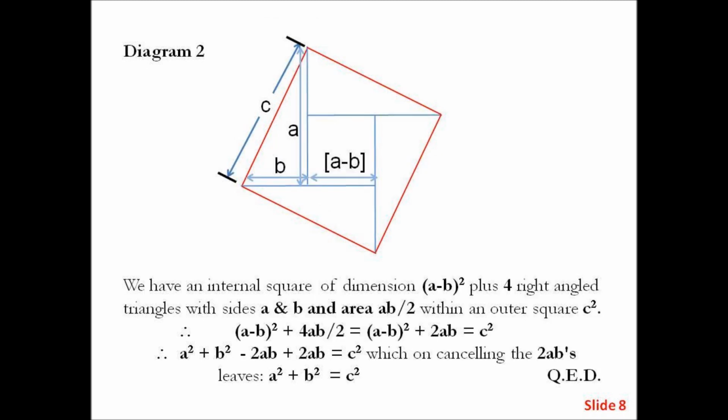Diagram 2. We have an internal square of dimensions (a−b)² plus 4 right-angled triangles with sides a and b and area ab/2 within an outer square c². Therefore, (a−b)² + 4ab/2 is equal to (a−b)² + 2ab equals c². Therefore, a² + b² − 2ab + 2ab equals c², which on cancelling the 2ab's leaves a² + b² = c², QED.